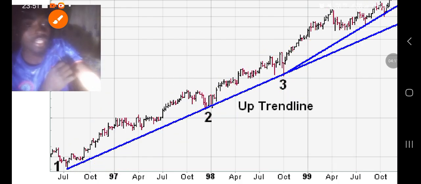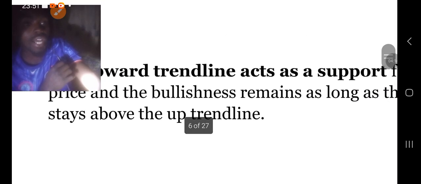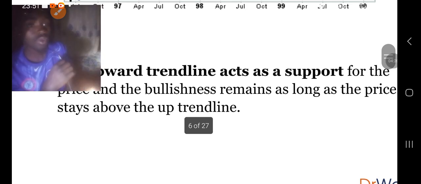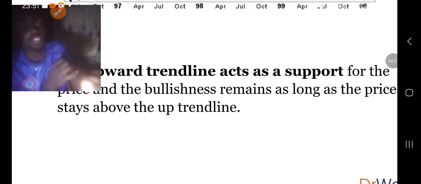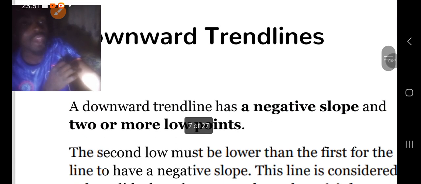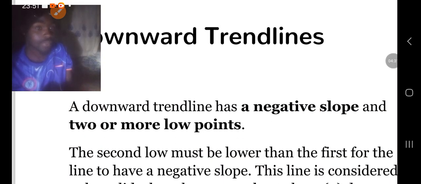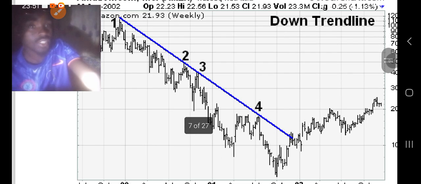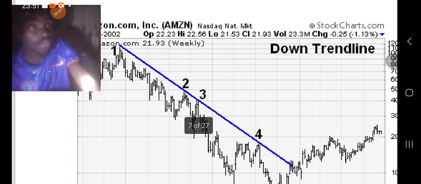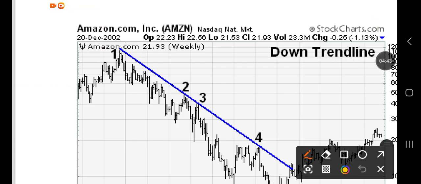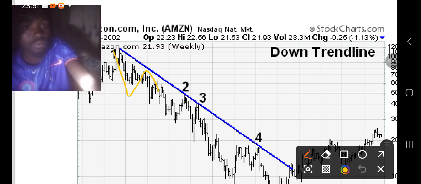Let's go to the next. The uptrend acts as support for the lines, and the market remains bullish as long as the price stays above the trend line, right? So we have the downtrend. It is the opposite of an uptrend, so I don't have to explain this much. It has a negative slope, and the market is moving down. This is a downtrend, and the market is specifically moving down, as you can see, right? So this is the line.